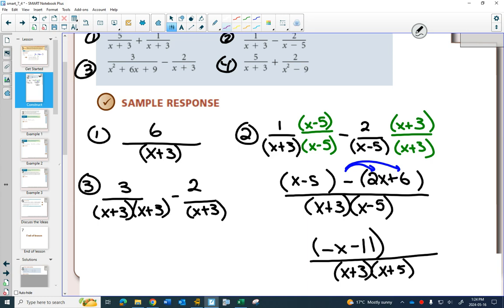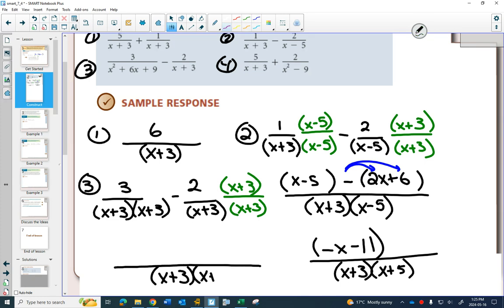When I look at my denominators, they're not the same. But they both already have one x plus 3. You just need, in the second one, to add another x plus 3 to get our denominators the same. Again, I'm going to leave the bottom factored. Now my denominators are the same.